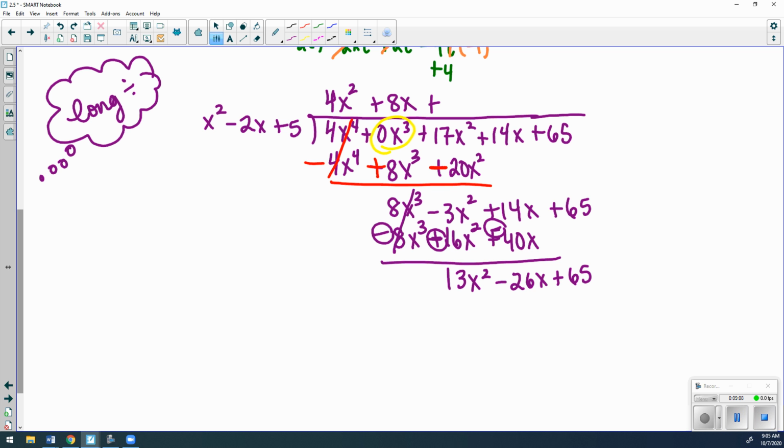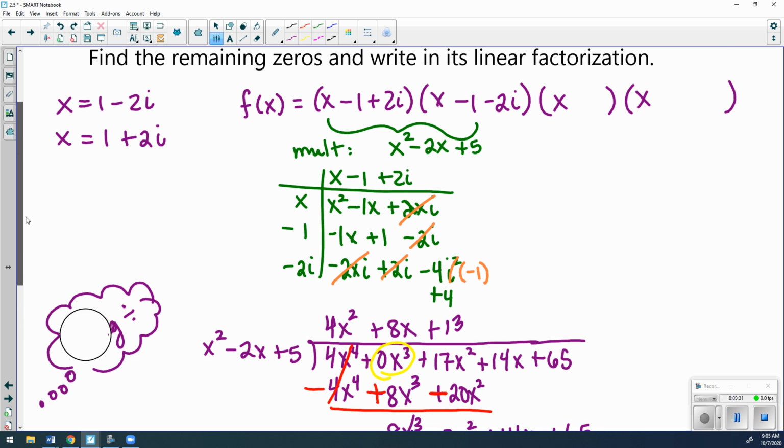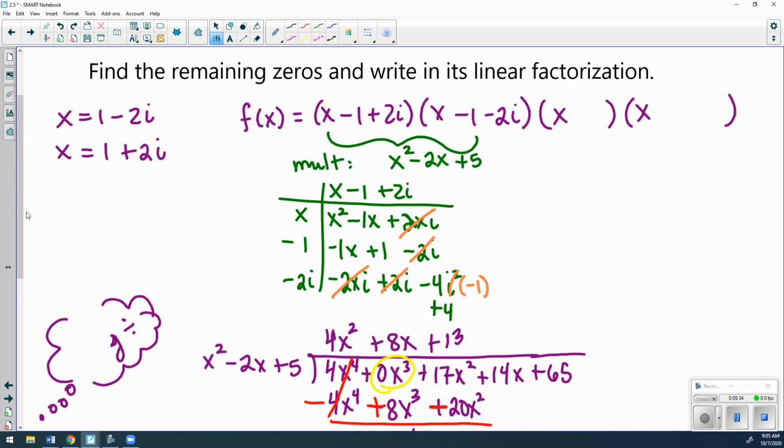x squared goes into 13x squared 13 times. Everything cancels as it should. So I know that I found my other two linear factors. I'm going to do this in a different color as well. I'm going to do this in green. Nah, I've already used green. I'm going to do it in orange. This is going to be 4x squared plus 8x plus 13.